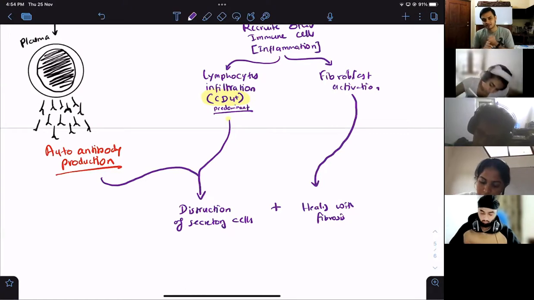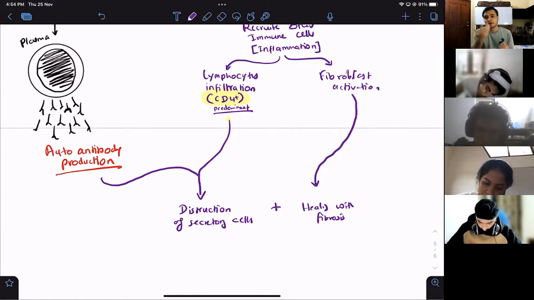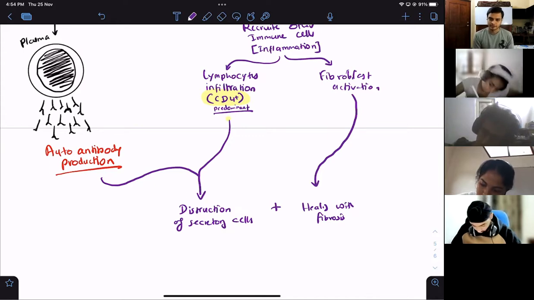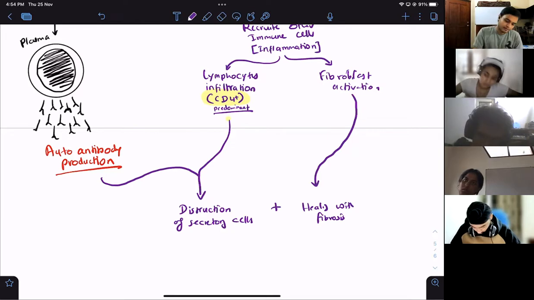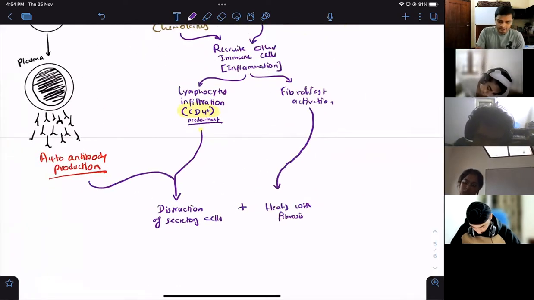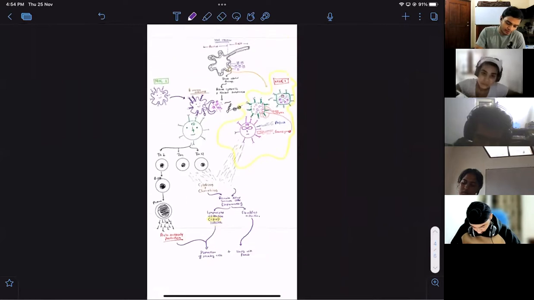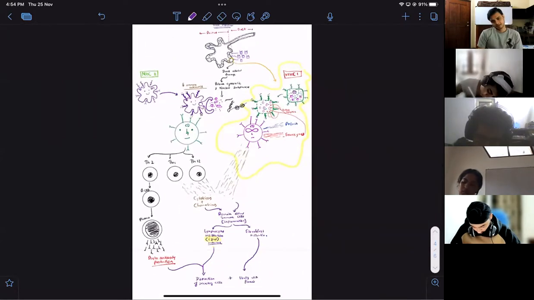Why? First of all, it's an autoimmune condition. There is destruction of the secretory cells, and whatever is healed usually heals with fibrosis. So this is a slowly progressive disease. Treatment, we will see when we come to the treatment part, is only symptomatic. We will talk about the treatment later. Did everyone understand this pathophysiology? Always remember, the MHC class 2 mediated pathway is the main one.